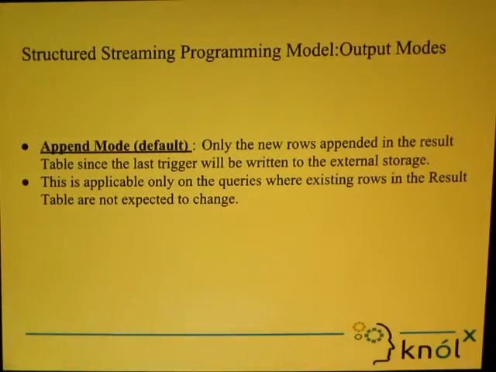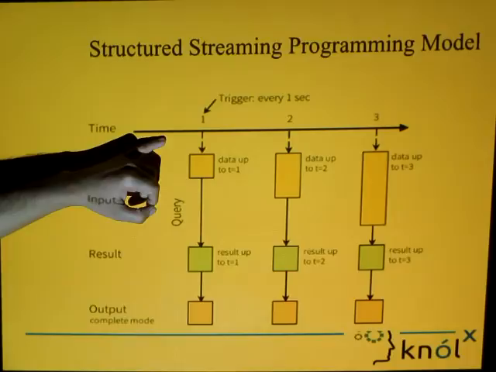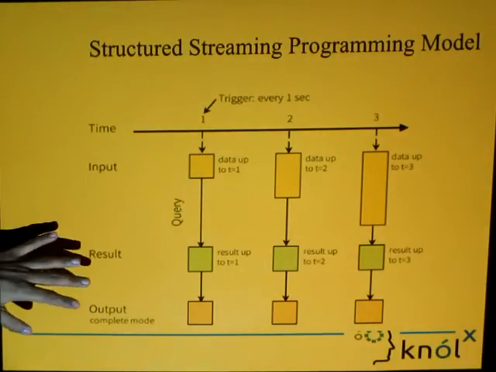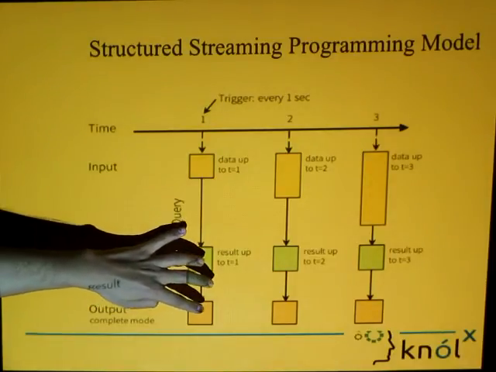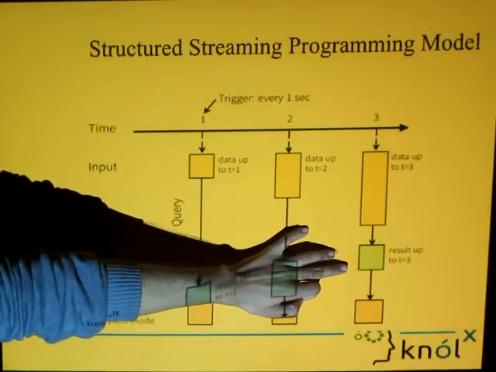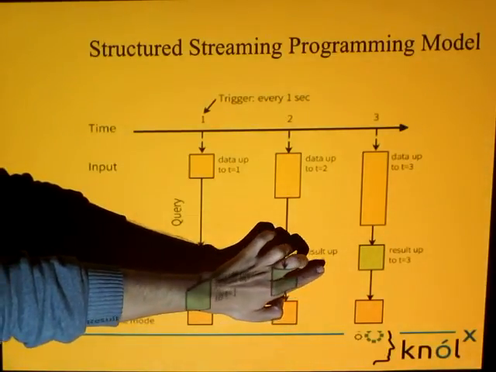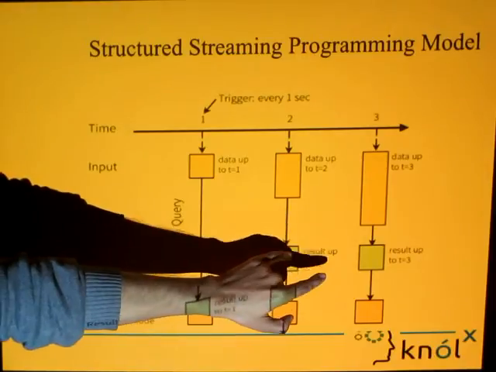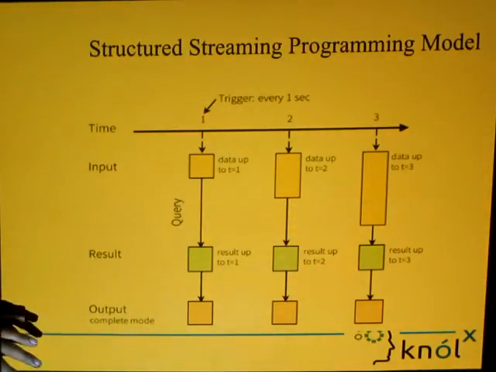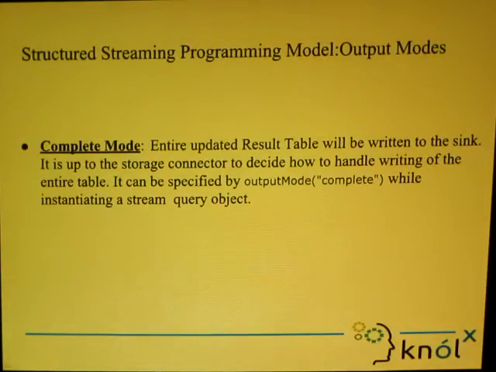But there is one more mode, that is append mode. In append mode, only the new rows appended to the result table since the last trigger will be output. We have defined a 1 second trigger here. So with trigger 3 we have results up to 3, but in append mode the result would be only record 3, the difference between the last trigger and the new trigger. This is the append mode, and it is the default mode of structured streaming. So when we are not defining any output mode explicitly, we have append mode.